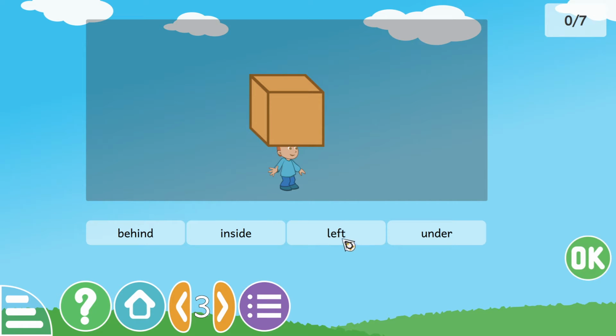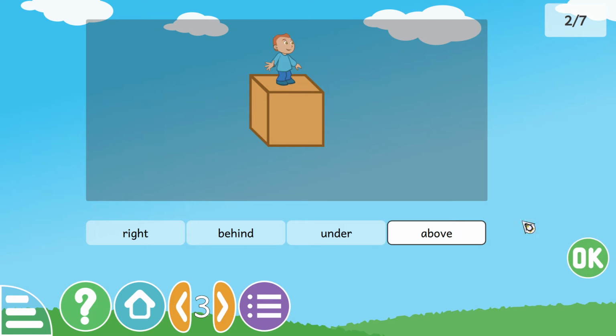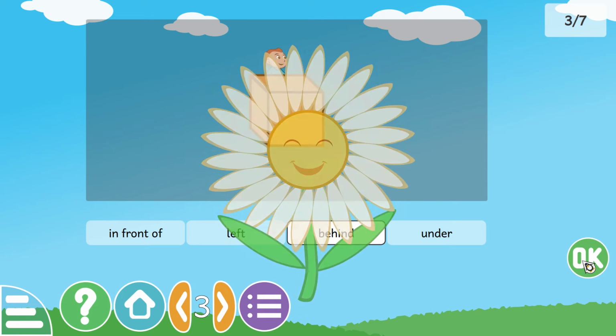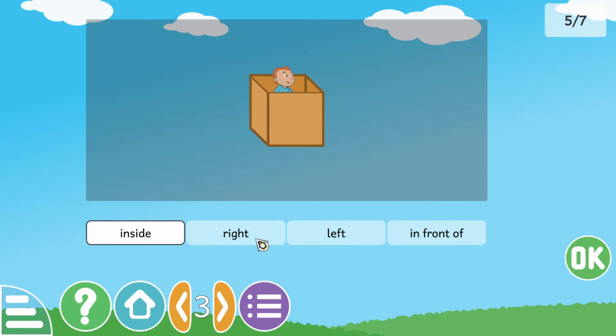So now we've got other options that specifically say whether they're to the left or the right of it. I'll carry on and use those ones. In this case, remembering the left hand is over on this side of the screen, and right hand is over on this side of the screen. The child is on the right side of the box. They're still above it. Behind. In front of. And inside of. To the left of.